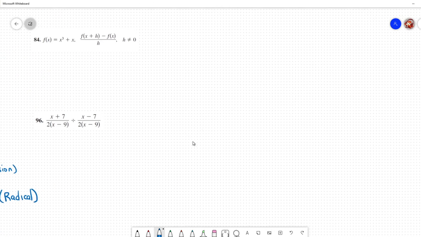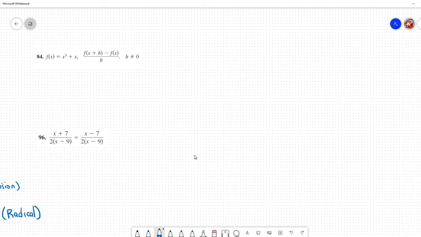Now let's look at 84 and 6. 84, we had to simplify the expression. So I actually did this one earlier today in one of the classes. I'll say it was period B. Sorry, not period B, period C. So if you were in that period, you can look at the video for today and you can see how that was done.